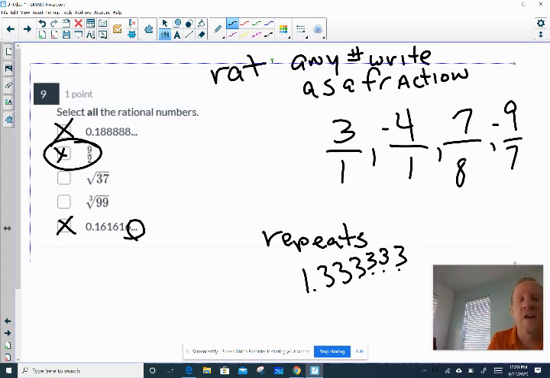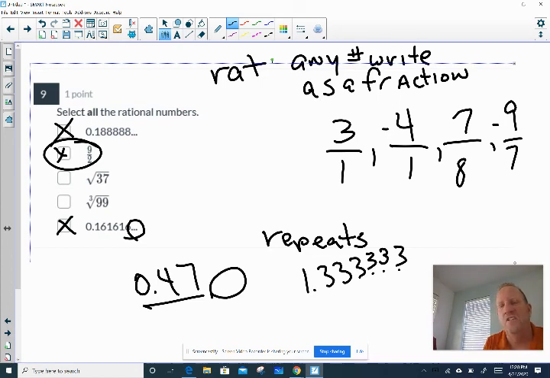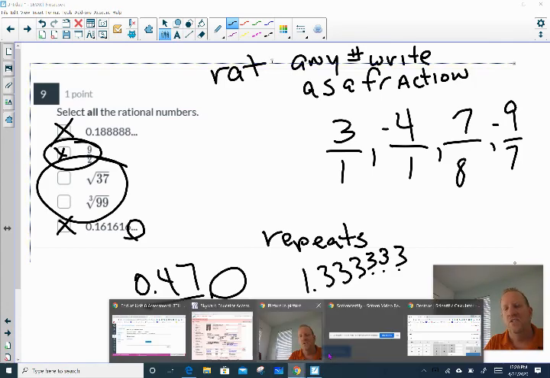Another example of a rational number is one that looks like this, 0.47. There are no more decimals. It's a terminating decimal. Terminating numbers are rational. Okay, last two. Let's look at these examples. First thing I'm going to do is plug them into the calculator.